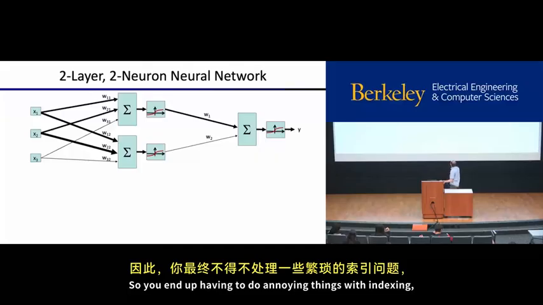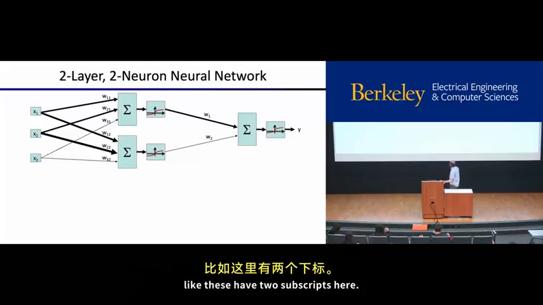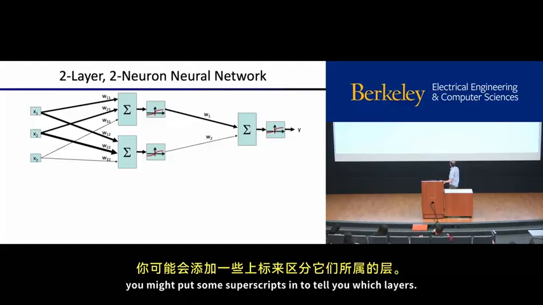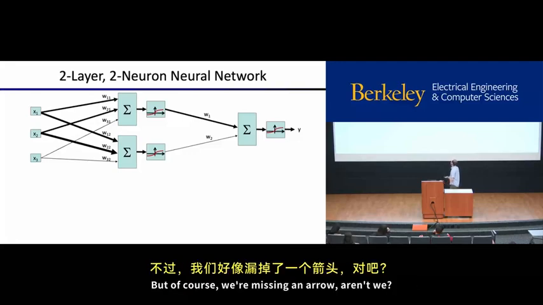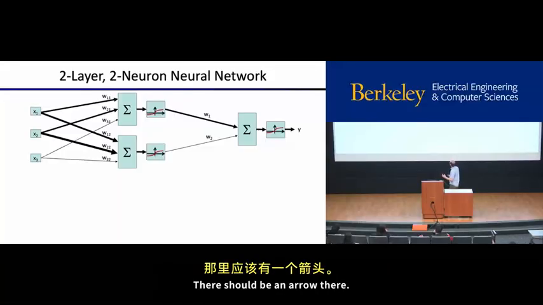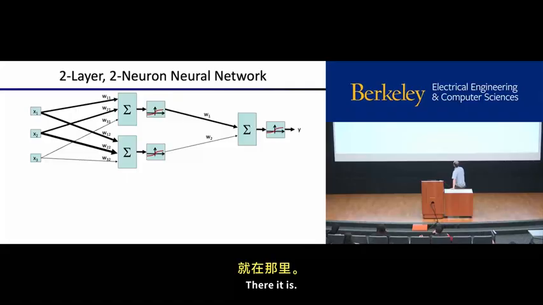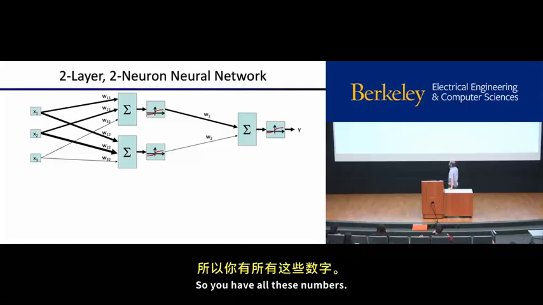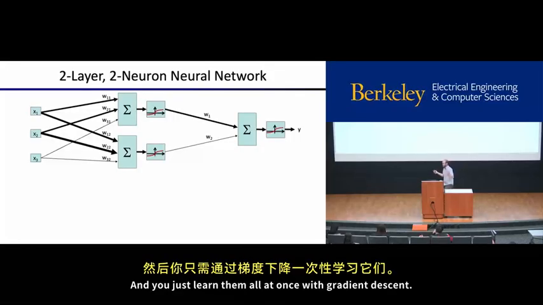You end up having to do annoying things with indexing, like you have 2 subscripts here. If you were comparing these 2 layers, you might put some superscripts in to tell you which layers. But, of course, we're missing an arrow, aren't we? There should be an arrow there. Oh, yeah, there it is. Sorry. Okay, so you have all these numbers, and you just learn them all at once with gradient descent.